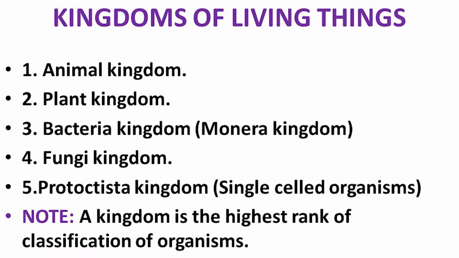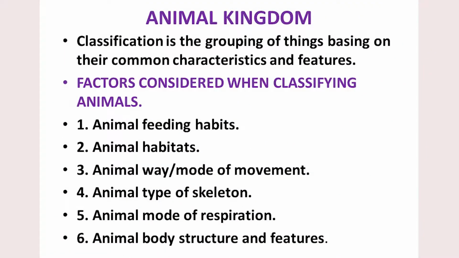Now let's look at the animal kingdom in particular. We've already said classification is the grouping of things basing on their common characteristics and features. When we come to classification of animals, this is the grouping of animals basing on their common characteristics and features. So we have quite a number of factors that we can consider as we classify these animals. One, we have the animal feeding habits. We look at the mode of feeding of animals. What do they feed on and how do they acquire this food?